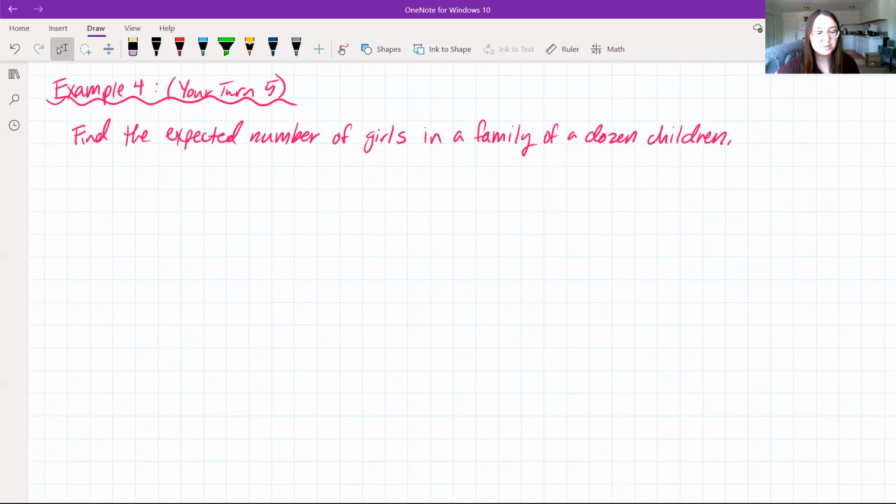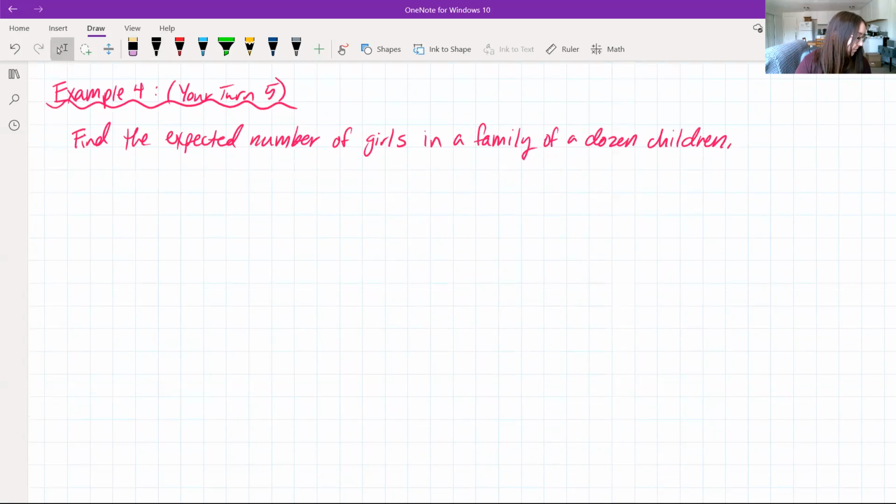All right, so let's do some examples here. So example 4, which is going to be your turn, number 5. We want to find the expected number of girls in a family of a dozen children. And by family of a dozen children, we mean there's just a dozen children in the family. So we're not counting the parents.